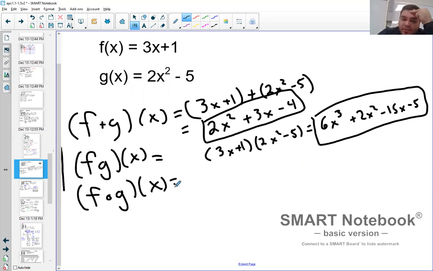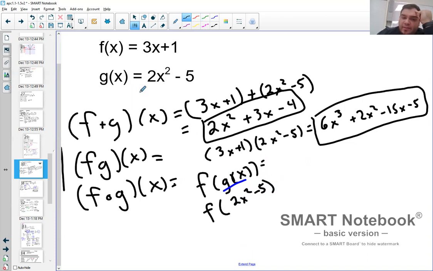Now, the composite function is usually the hardest part for people. A composite function is a function in a function. So what we're going to do is f of g of x. For f of g of x, I'm going to take this g of x and plug it in for the x in the function. So in this case, it is f of 2x squared minus 5. I replace the g of x with the equation it actually is. In the same way I replace a number with a number or a variable with a variable, I could plug in a whole equation for an x.